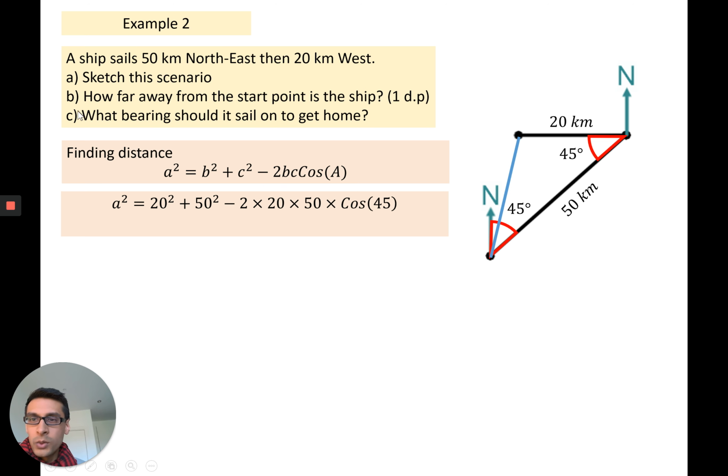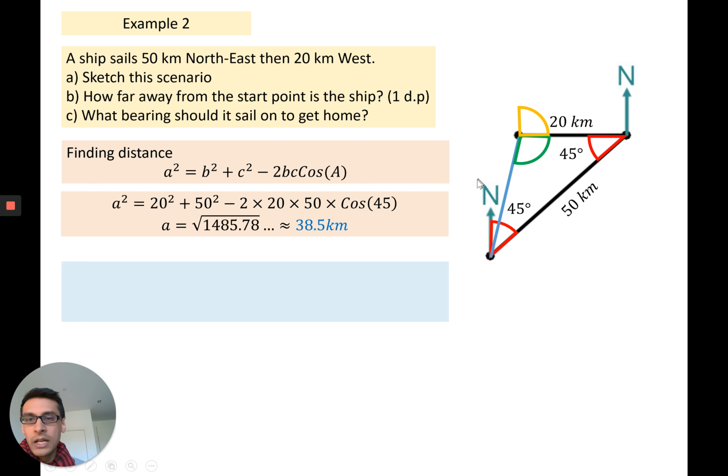Now the second part of this question: what bearing should it sail to get home? Well, the ship is still on the top left vertex of this triangle. So bearings are measured from north, going clockwise. We need to find this green angle, but we need to add 90 to it, so we've got from north clockwise. We know that 90 because you're told he's traveling west, so that has to be horizontal. So to find the green angle, we're now going to use the sine rule.